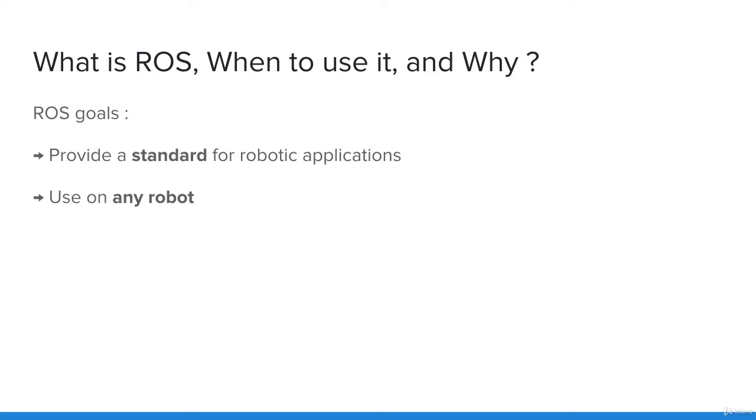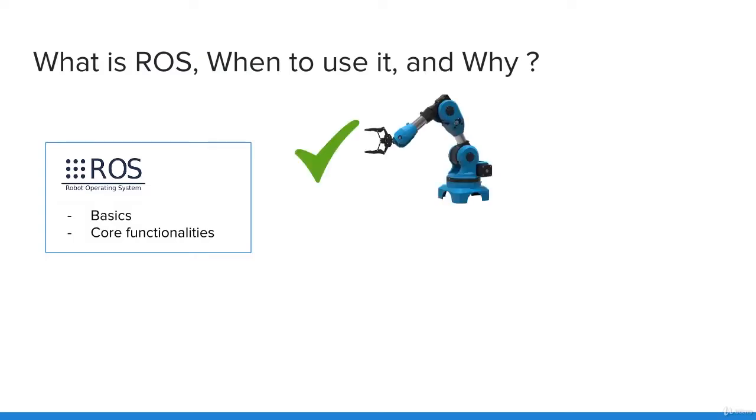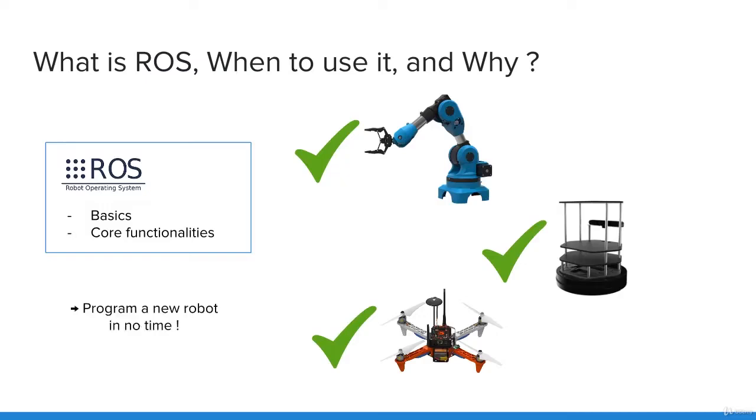Once you know how to use ROS efficiently, you will be able to set up a new software for a new robot in no time. You first need to master the basics and core functionalities, which you will see in this course. And then, for every new robot you program, you will gain more skills that can apply to other robots. The more you know about ROS, the easier it will be for you to program and understand the code of any robot. But is that it?